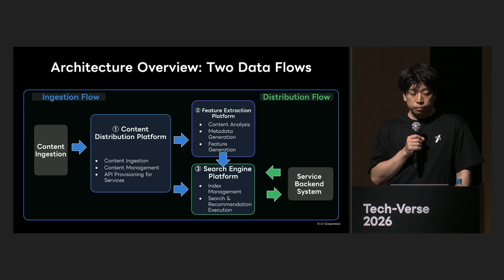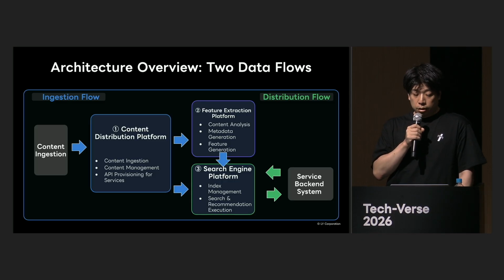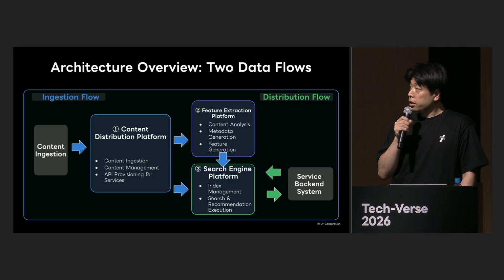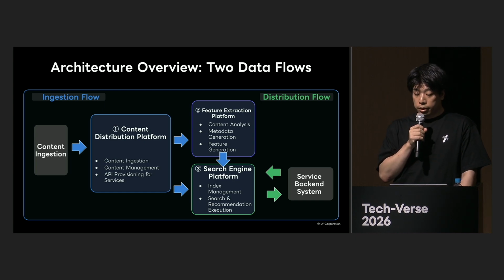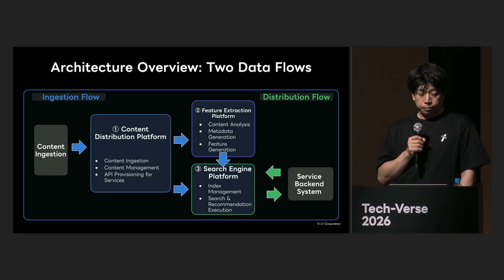As for the overall architecture, there are two main data flows. The process of content submission is from the left in the diagram, when content is submitted to the right. The content delivery platform receives data. We analyze it using a feature analysis platform. We index content and features into the search platform.